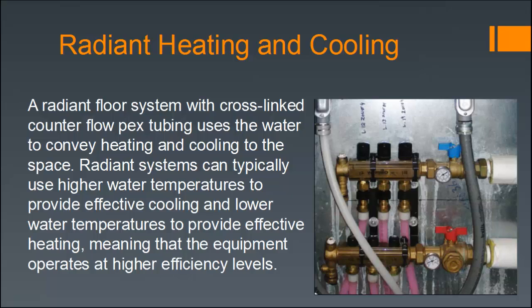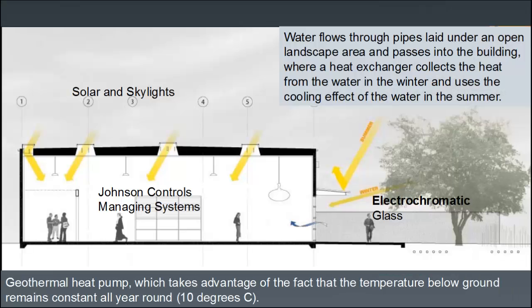And radiant systems can typically use higher water temperatures to provide effective cooling and lower water temperatures to provide effective heating, meaning that the equipment operates at higher efficiency levels. Here's a diagram, a cross-section of how that case study operates and how they achieve those energy efficiency goals.